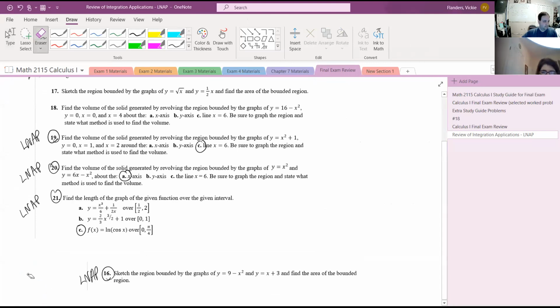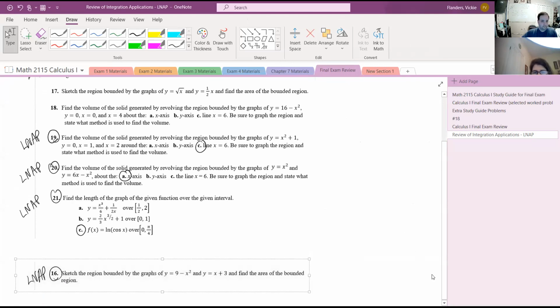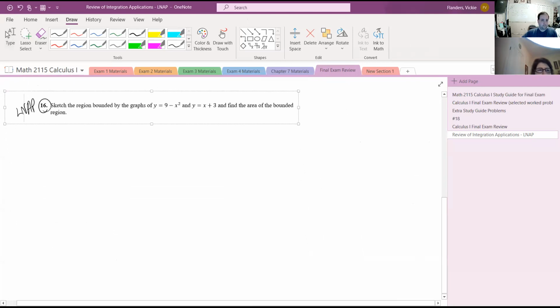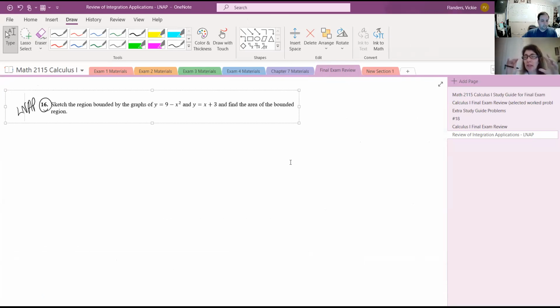The first thing we're going to do is sketch this region. It's a parabola and a line, so this should not be too difficult. You guys should absolutely be able to do this. It doesn't give us any bounds, so we're assuming that where they intersect, because it's the area between these two graphs. So we're going to find the intersecting points, and that'll be the bounds of our integral. Okay, so let's do that first.